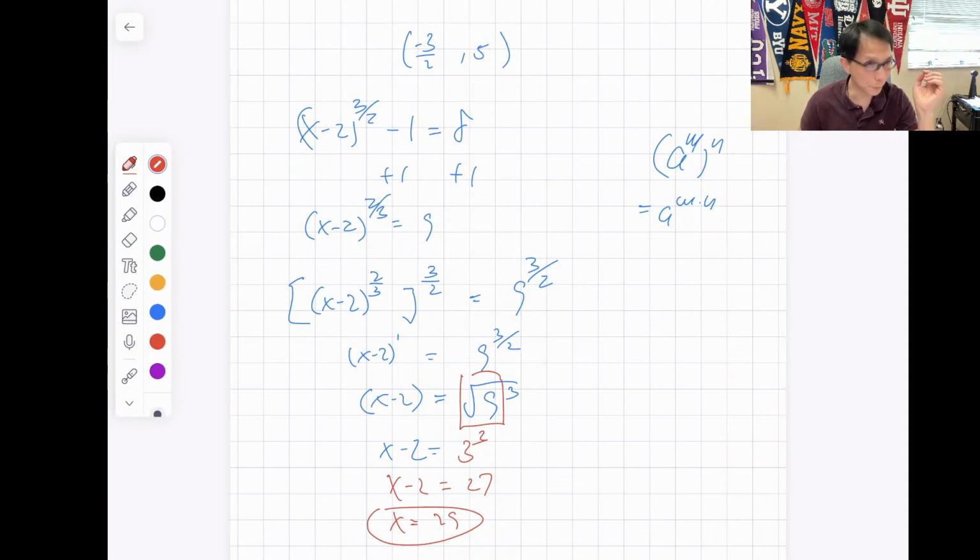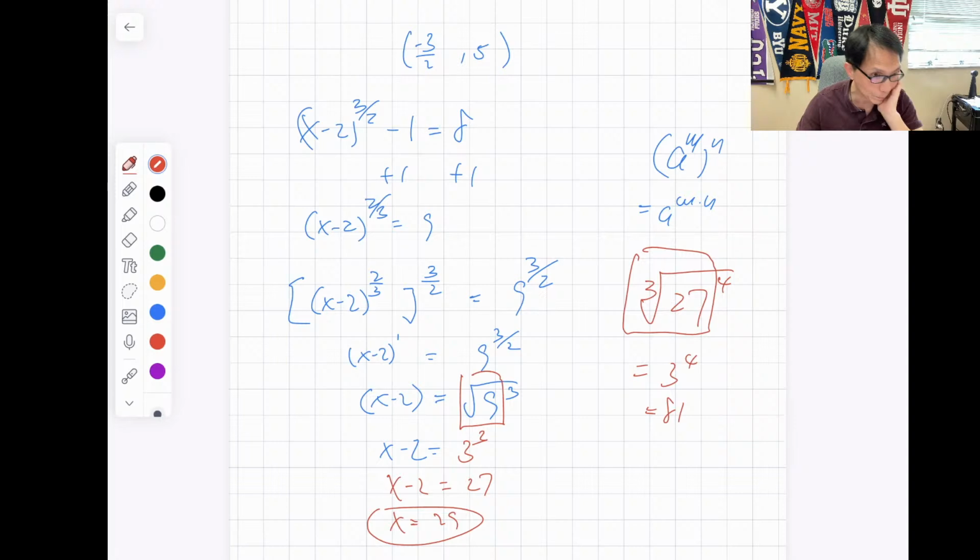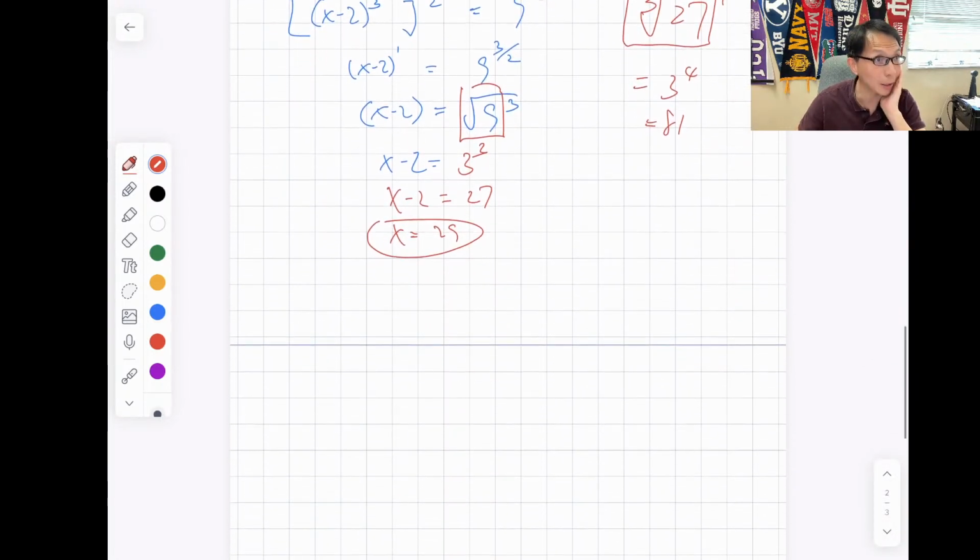Why do you do the root first? Because imagine you have 27 to the, I don't know, 4th power, and this is the 3rd root. Most of you don't know what 27 times 4 times is. That's way too big. So usually do the roots first, then you can figure out a smaller number, and you can do the 4th power much better. So 3 to the 4th power is 81. Question about this.